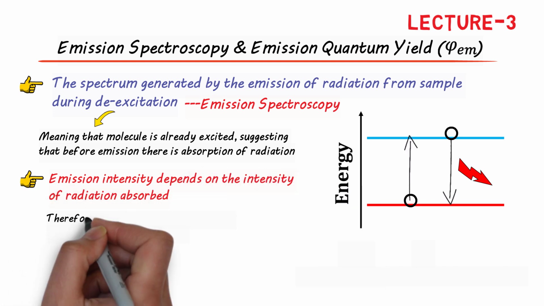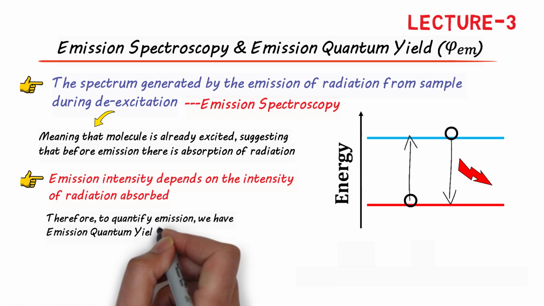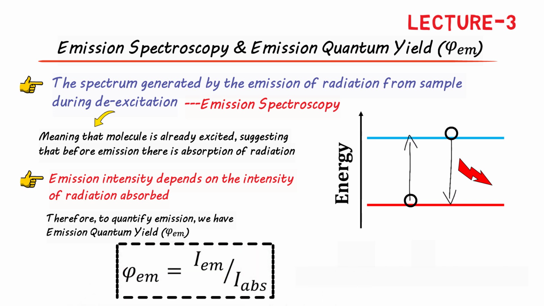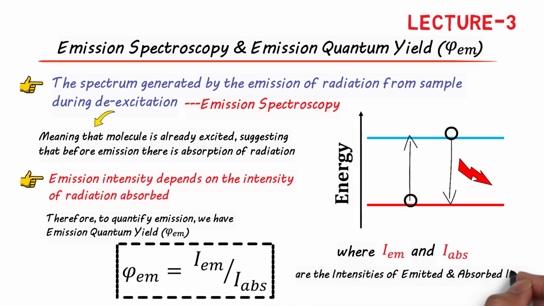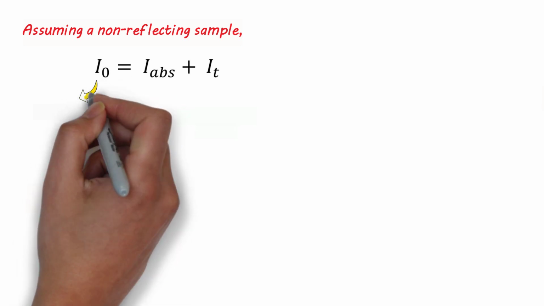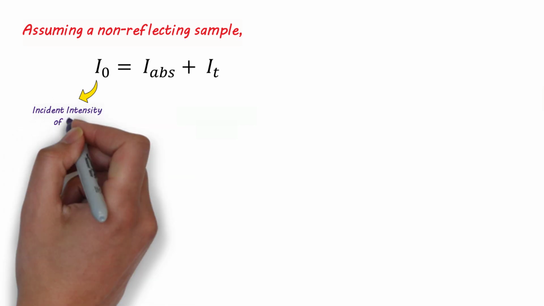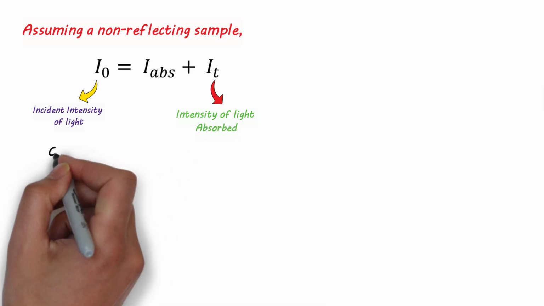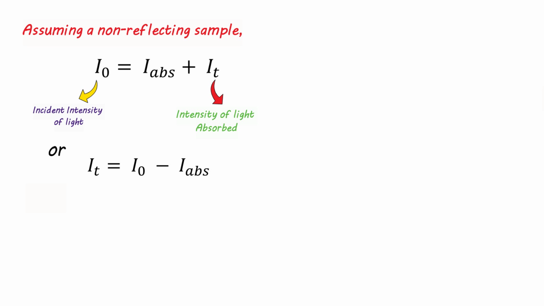Now, to quantify that emission, we have a term called emission quantum yield (phi-EM), which is defined as phi-EM equal to IEM by IABS, where IEM and IABS are the intensities of emitted and absorbed light. Now, let's consider a non-reflecting sample such that some part of the incident radiation gets absorbed and some part is transmitted. Therefore, we can write I0 is equal to IABS plus IT, where I0 is the incident intensity of light and IT is the intensity of light transmitted. Rearranging the expression, we get IT equal to I0 minus IABS.